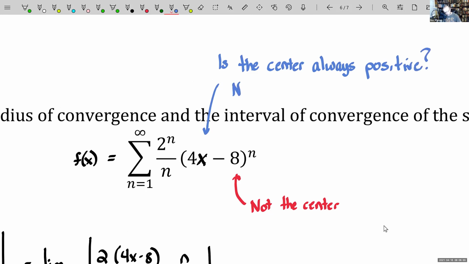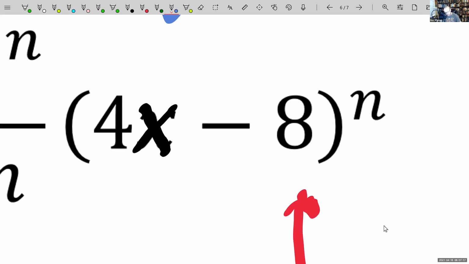And the answer is no. Just consider this. What if it was 2 to the nth over n times, let's just completely change it, 3x plus 6 to the nth. That plus makes a significant difference. That means that center is going to be a negative value. Remember, the center is actually what turns this into 0. What value of x turns that into 0?